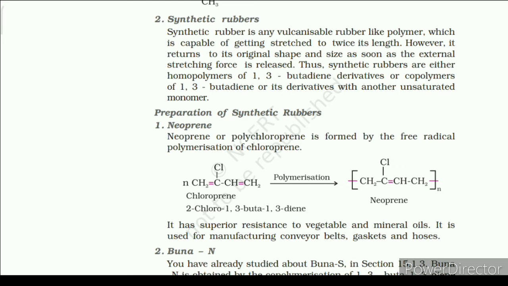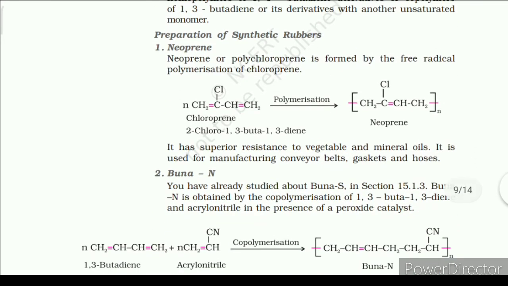Preparation of synthetic rubbers. Number 1. Neoprene. Neoprene or polychloroprene is formed by free radical polymerization of chloroprene. It has superior resistance to vegetable and mineral oils. It is used for manufacturing conveyor belts, gaskets and hoses.